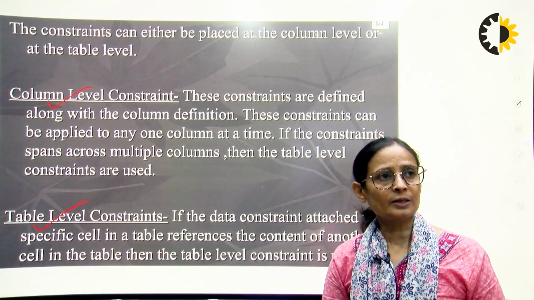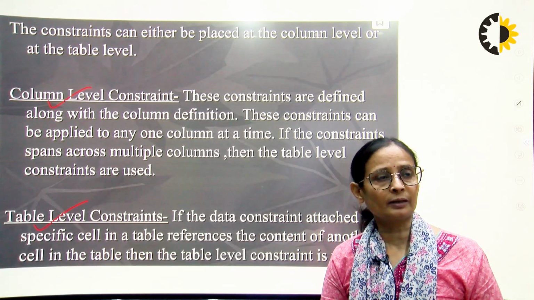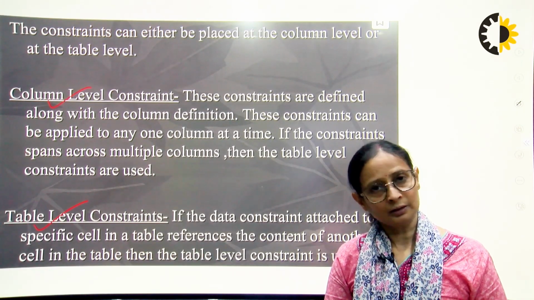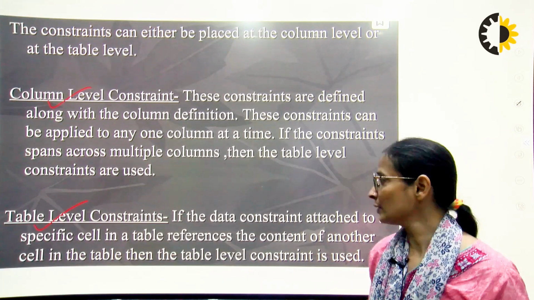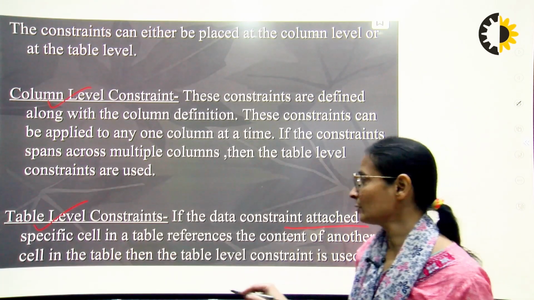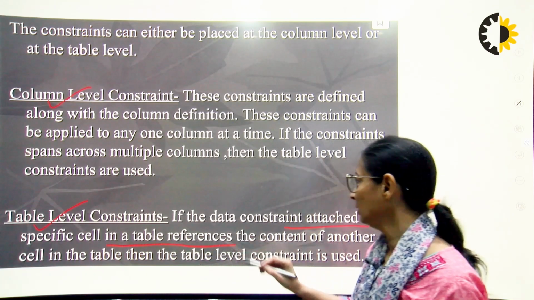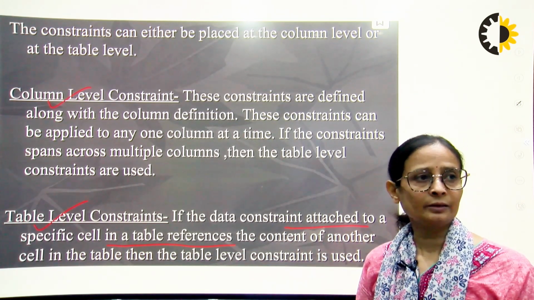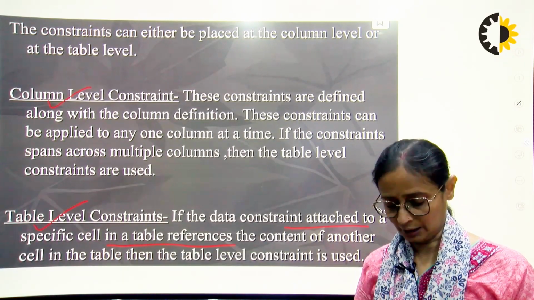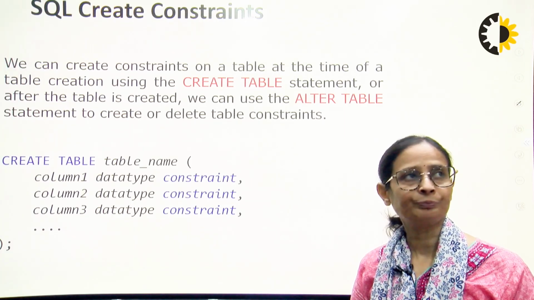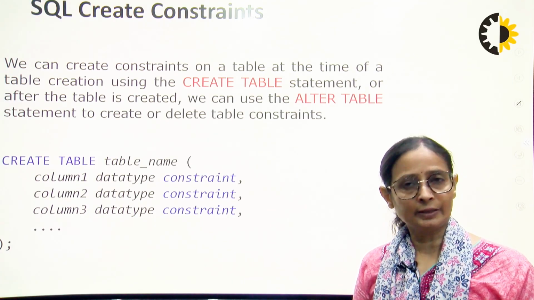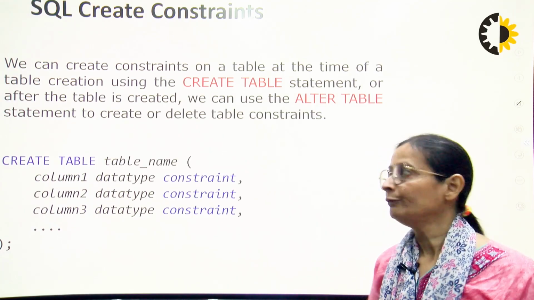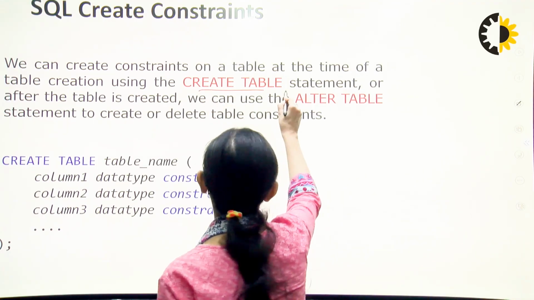If the constraint spans across multiple columns, then table level constraints are used. Table level constraint: if the data constraint attached to a specific cell in a table references the content of another cell in the table, then the table level constraint is used. How do we create a constraint? We create a constraint on a table when we are creating the table.